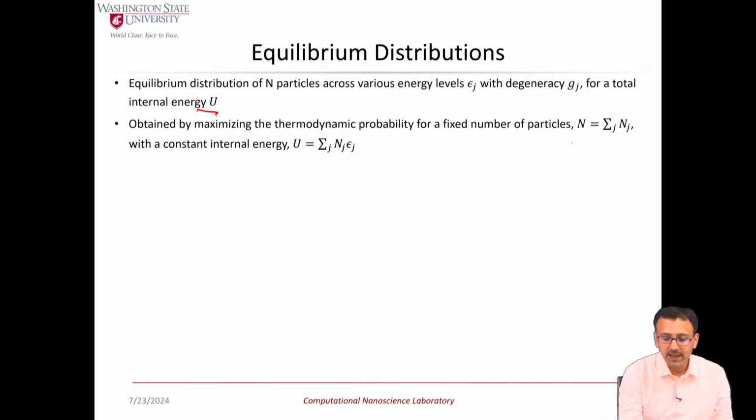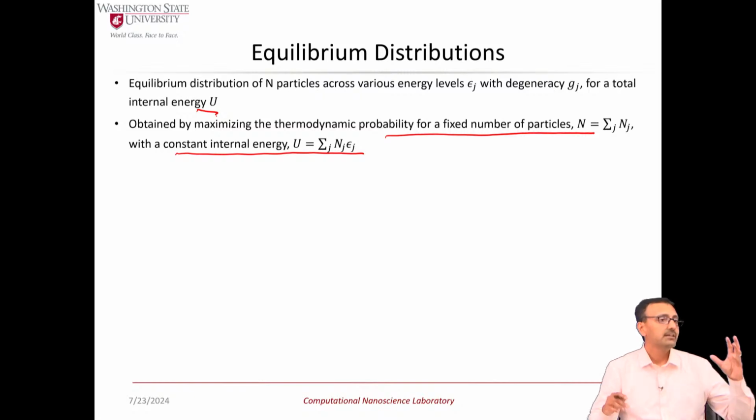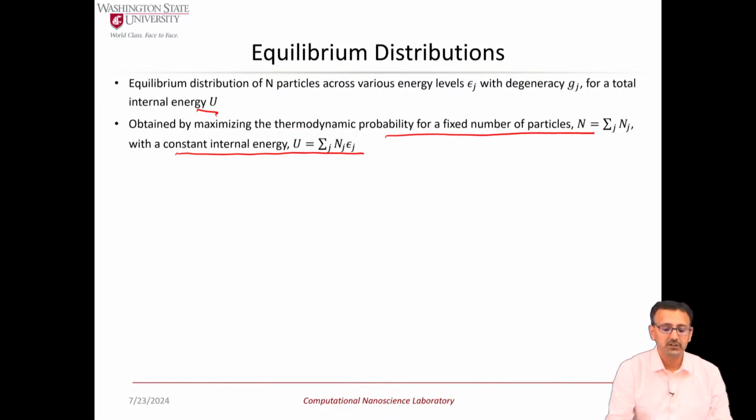Basically, you maximize the thermodynamic probability for a fixed number of particles that you are trying to distribute with a fixed constant internal energy, and the total internal energy is given as you take each energy level and multiply that by the number of particles that are in that level, and you add up. So, it is a summation of n_j epsilon_j that gives you the total internal energy.